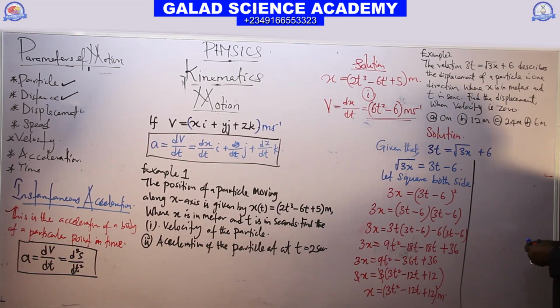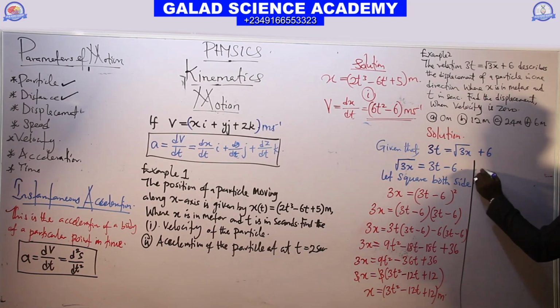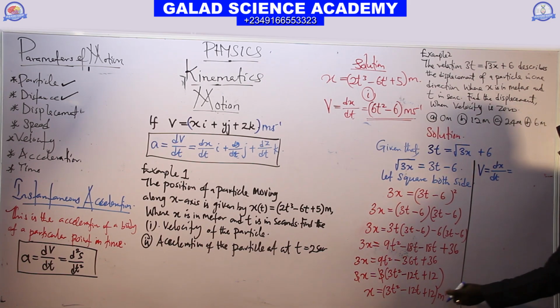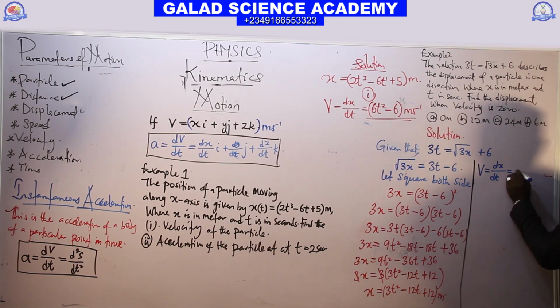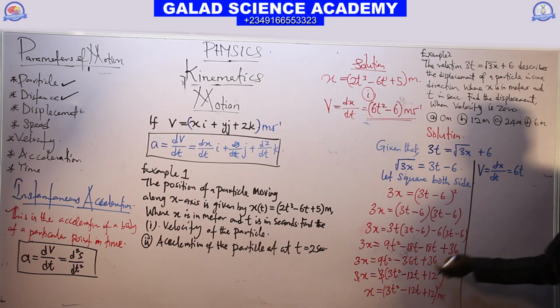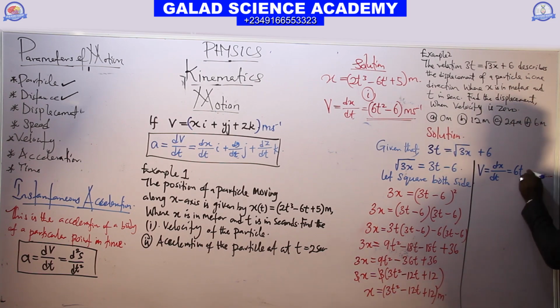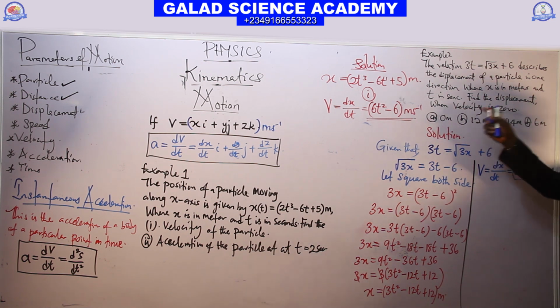So let me divide the board. We have displacement as this now. To know the velocity, it is displacement over time. Well, what is our displacement here? 2 times 3 gives us 6t. Remove 1 from the power, 12 becomes 0. So this is my velocity in meters per second.